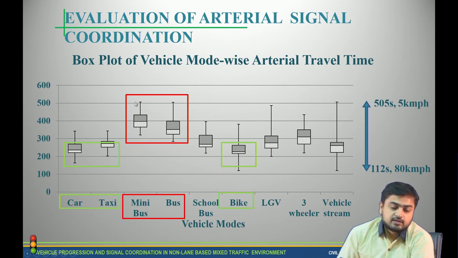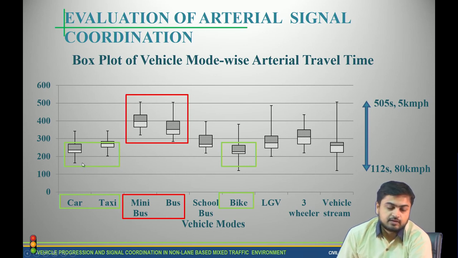Again, if you see the box plot of vehicle mode-wise arterial travel time, car and taxi have the minimum arterial travel time, and the bike also. On the other hand, the minibus and bus have a higher arterial travel time. And LGB and three-wheeler are near an average condition.